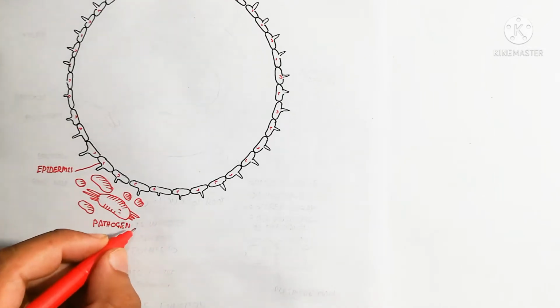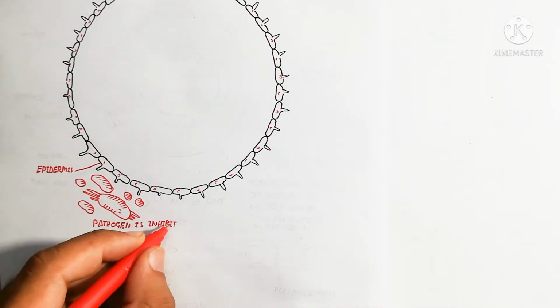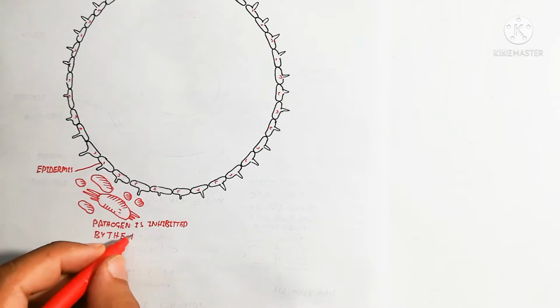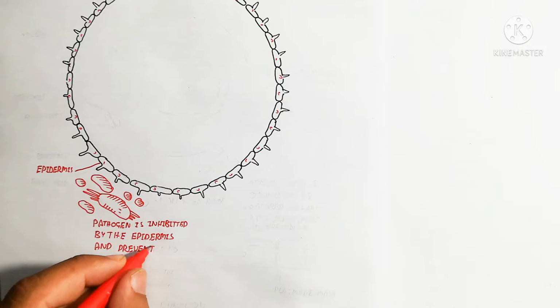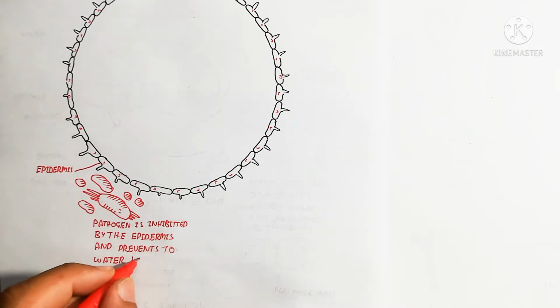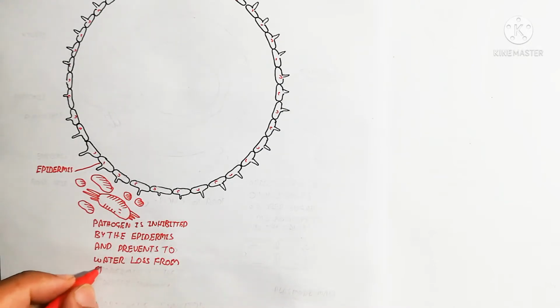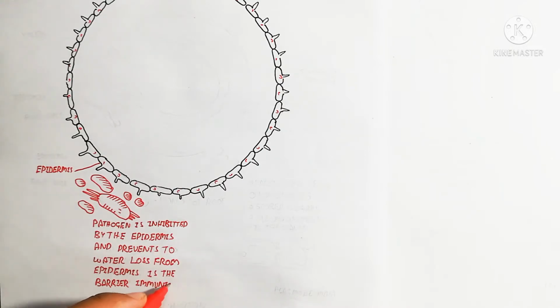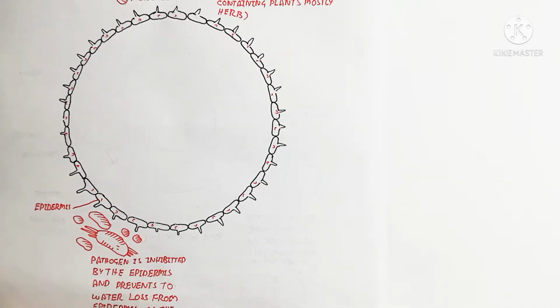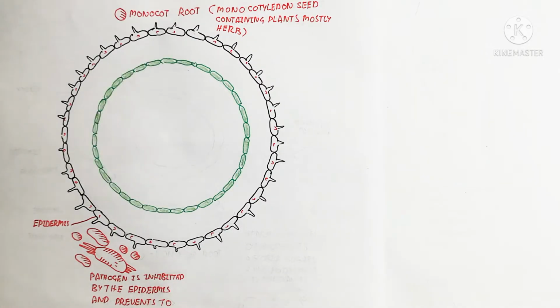So here is the epidermis, where fungi, algae, bacteria and viruses are inhibited by this layer. Pathogens are inhibited by the epidermis, and it prevents water loss. The epidermis is a barrier, also known as barrier immunity. So I hope that makes sense.